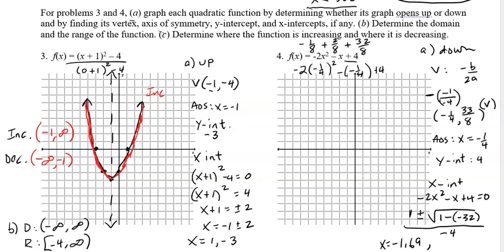And now I'm going to do 1 minus the square root of 33 divided by negative 4 is 1.19.